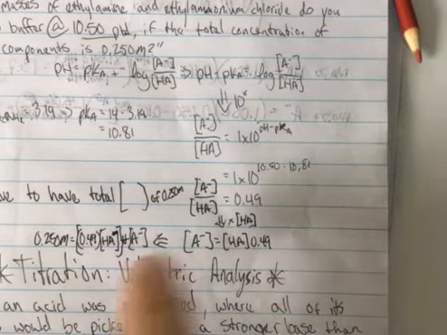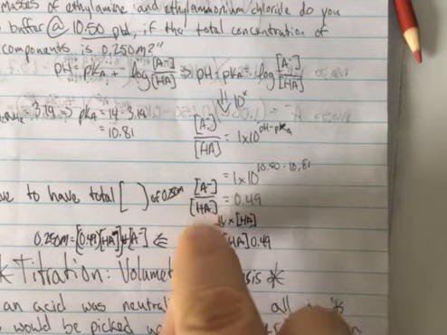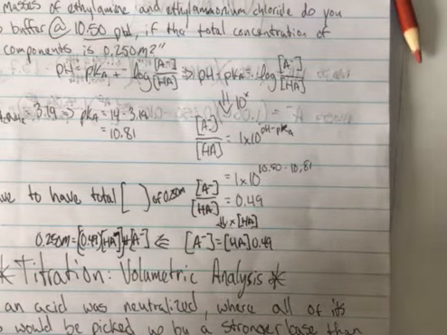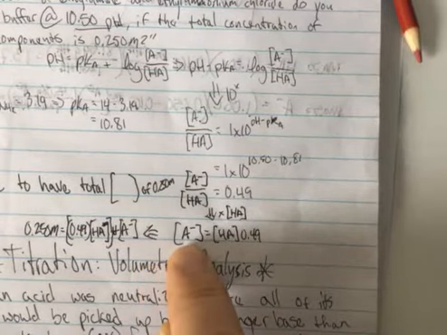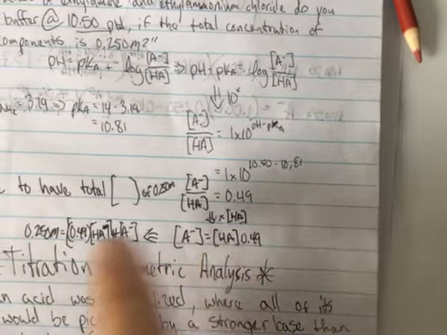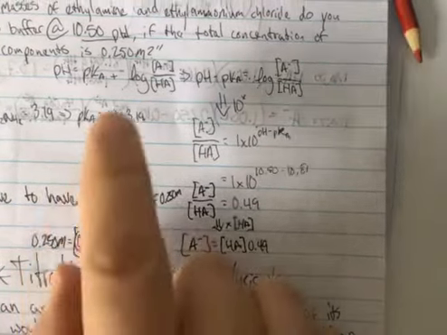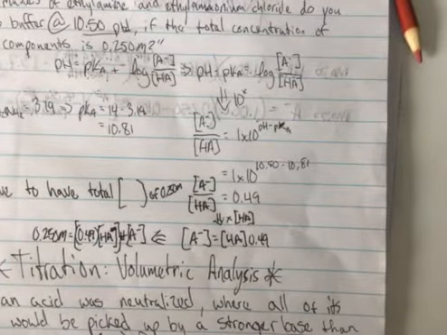Okay, so that means A minus over HA, that's the ratio. So for every one of these, you're going to have half of that, in terms of breakdown. So A minus concentration is going to be equal to HA concentration times 0.49. Now we have to incorporate that into 0.250 molar, which is what the components are going to be in total.